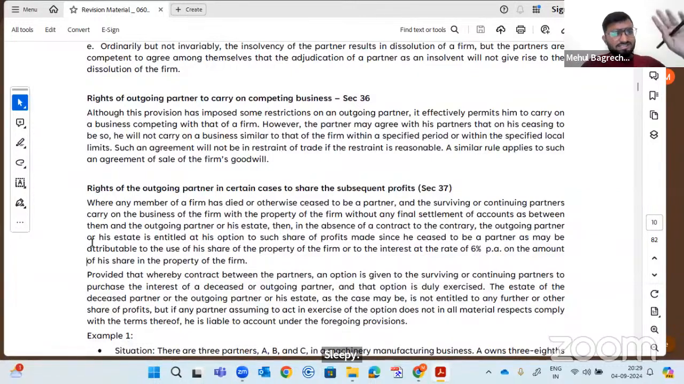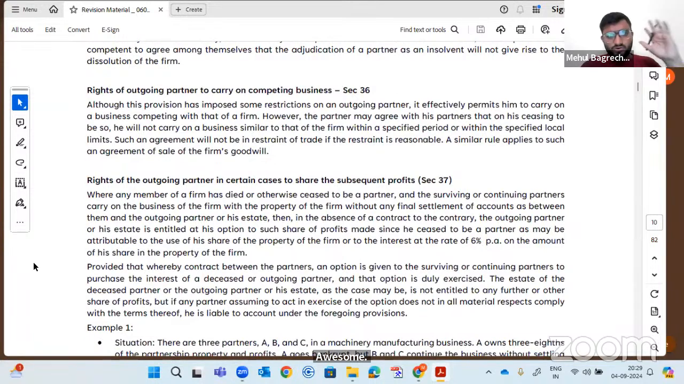So you will have to remember Section 37, a simple pointer, which talks about whenever there is an outgoing partner, he can share a percentage of the profit or 6% per annum, whichever is higher, at the discretion of the partner. Clear, everyone? During the session also, I yelled at each one of you. When it comes to subsequent profits, it is a share in the profit or 6% per annum at the discretion of the partner. There is no whichever is higher, whichever is lower here. I hope I'm clear, everyone. Understanding? When it comes to the share in the subsequent profits, it is at the discretion of the partner, not at the discretion of anybody else.